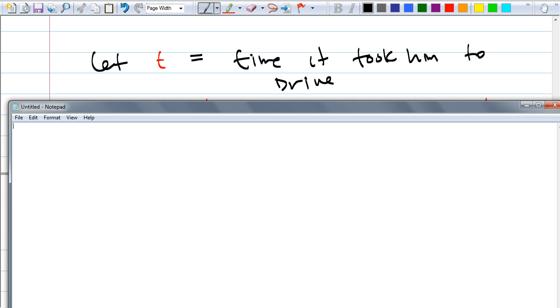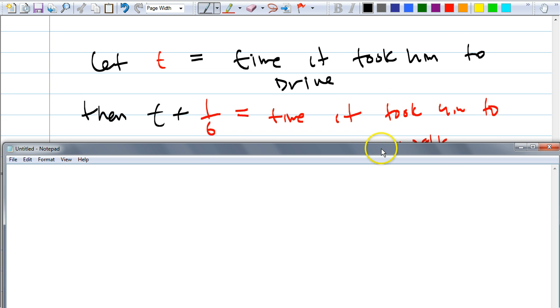Okay, so it says the drive took 10 minutes less than how long it took him to walk home. How long did it take him to walk home? Look at this here, Aaron. Look at what we have up here. It took him how long to walk home? Look at what it says up here. What does T represent? T plus 1/6 is correct.